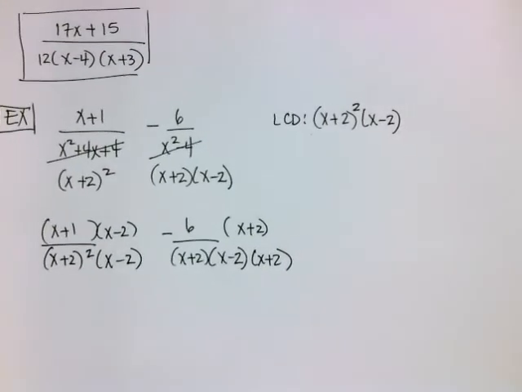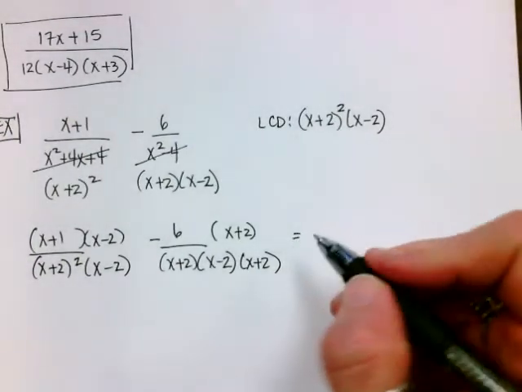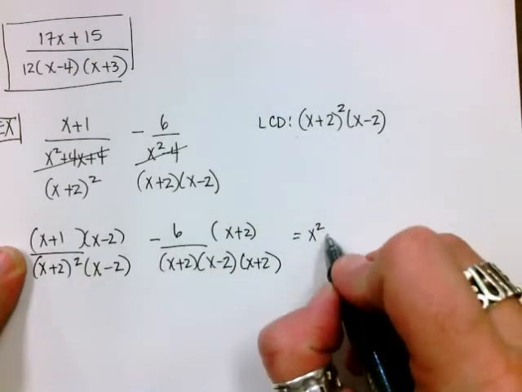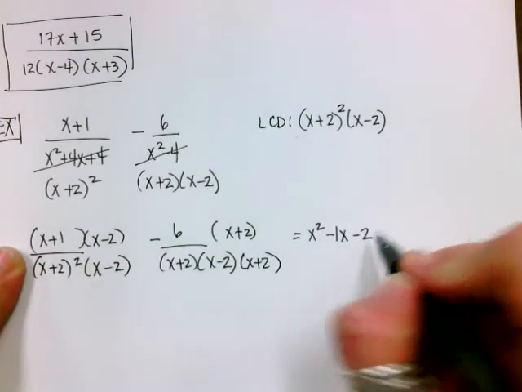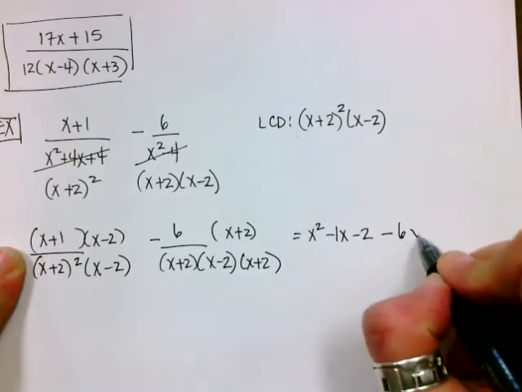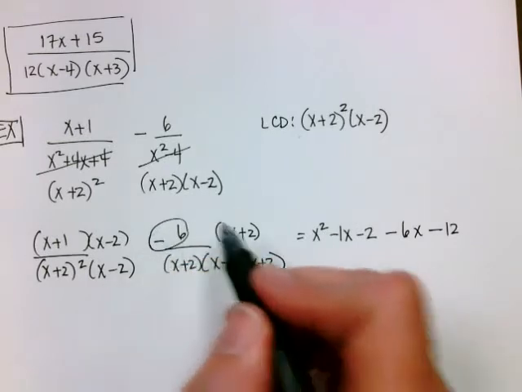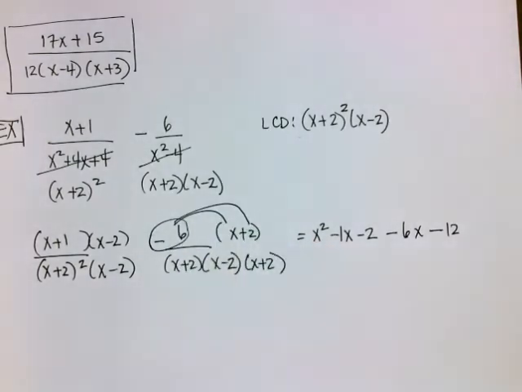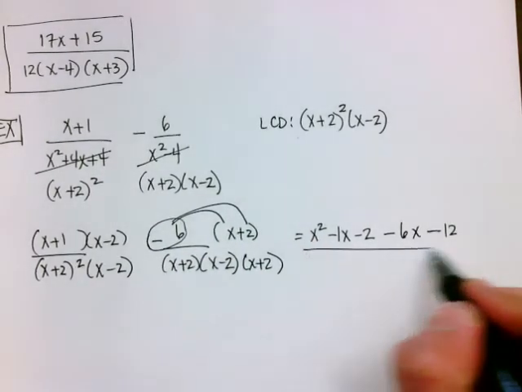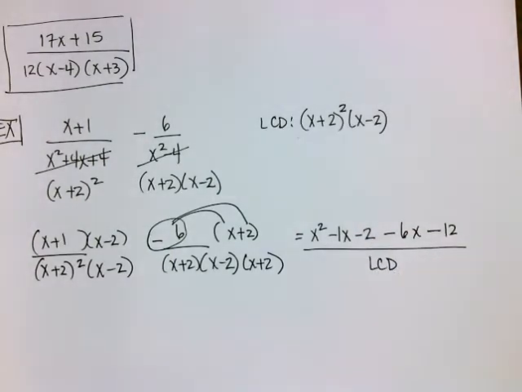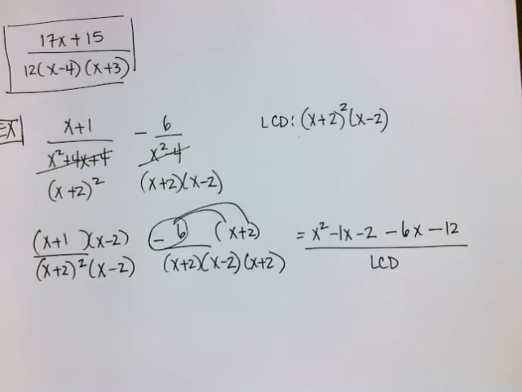So now I need to distribute, and I'll start over here on the left. So that's going to be x squared. A negative 2 and a positive 1 is a negative 1x, minus 2, minus 6x, minus 12, because remember this negative 6 gets applied both to that and that. Write it over my LCD, and sometimes until the problem is done I'll just write LCD because I get tired of writing all the numbers out.